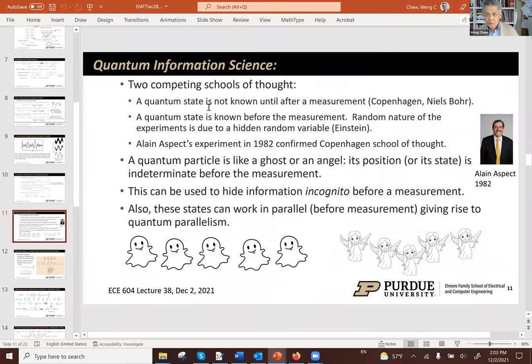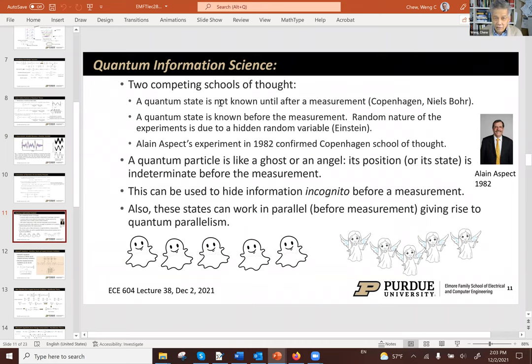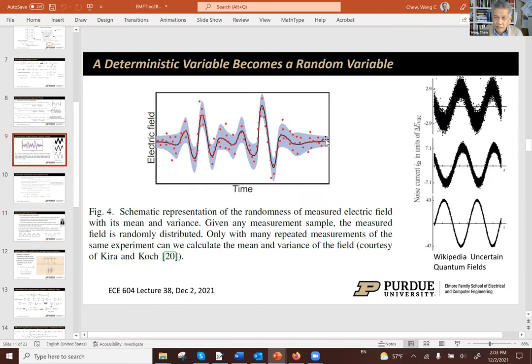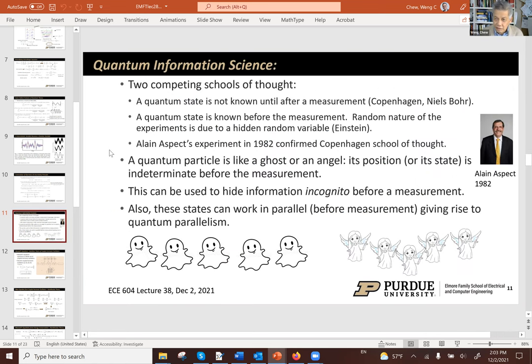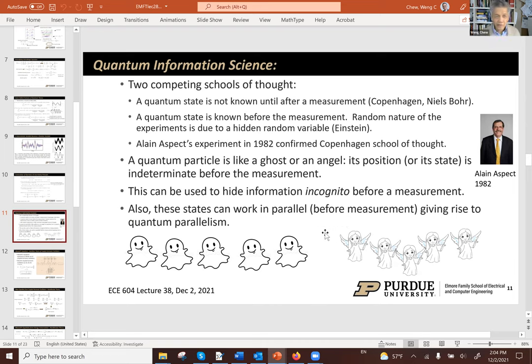So there were two schools of thought then. If you have a random outcome of an experiment like this, a quantum state is not known until after a measurement. That is, if you think of this pendulum as going back and forth, it does not go back and forth definitively. It goes back and forth with some uncertainty in position. You do not really know where the pendulum is, but you know that it's random because the experiments that you keep doing show that the outcome is random. So there's one school of thought which says that a quantum state is not known until after a measurement. Before you do a measurement, you don't have any idea as to where the pendulum is going to land up, okay? The pendulum might land up in any one of these positions. You do not know. That's what the Copenhagen school of thinking is. You do not know where the pendulum is going to be before the measurement, okay?